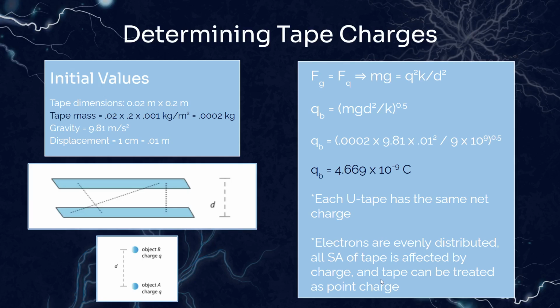Our initial values remain roughly the same, where the tape mass is 0.002 kilograms, gravity remains 9.81 meters per second squared, and the displacement is 1 centimeter. Using the tapes as point charges, we got that the Q value, the charge of each piece of tape, was 4.669 times 10 to the negative 9 coulombs. This was gotten using the assumptions that each U-tape had the same net charge, that electrons were evenly distributed throughout the tape, that all the surface area of the tape is affected by the charge, and for this calculation that the tape can be treated as a point charge.